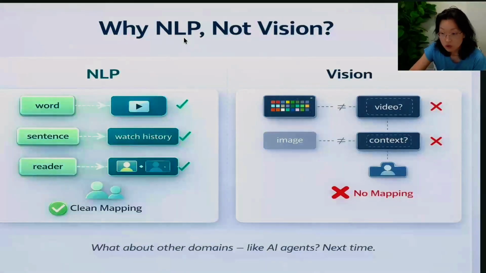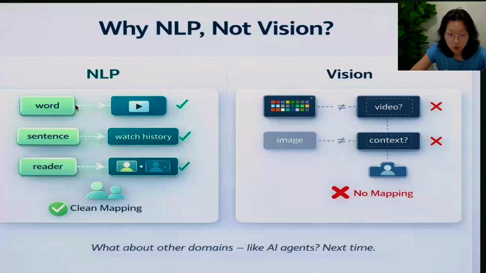Hi friends, many major paradigm shifts in recommendation systems were borrowed from NLP, and today I will show you how. So, why NLP and not vision models? This is because natural language processing has a natural structure match to the recommendation system.